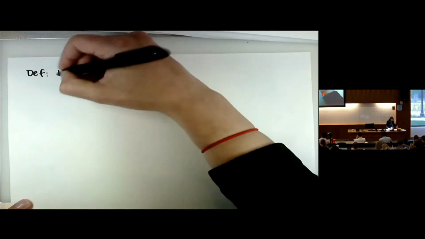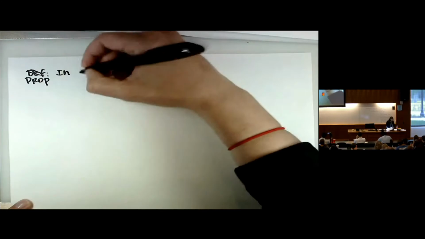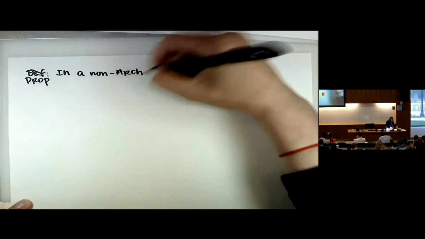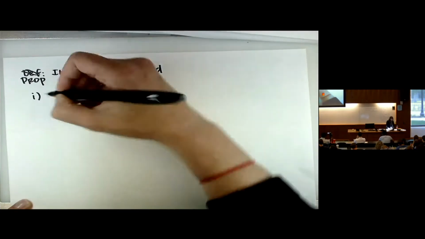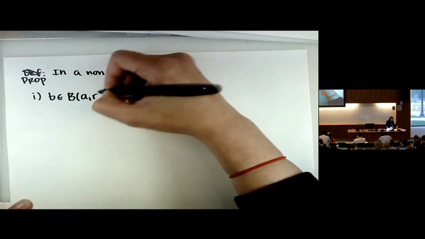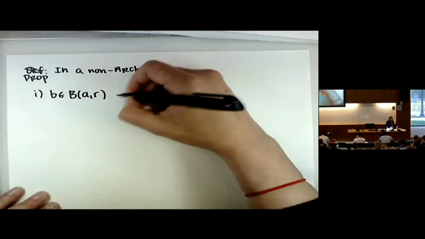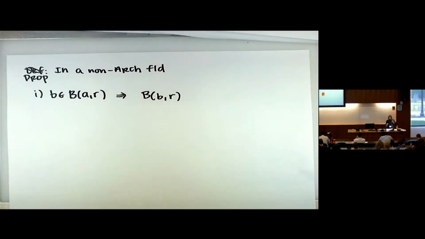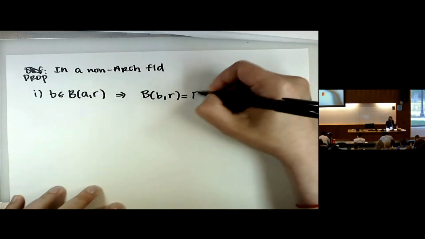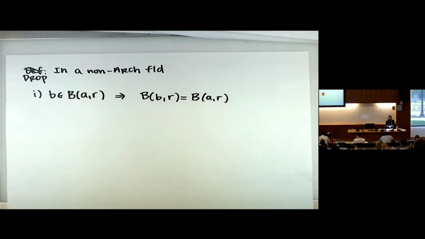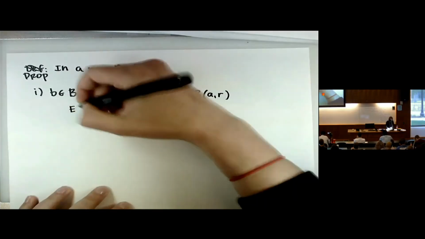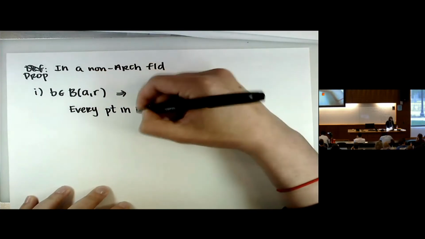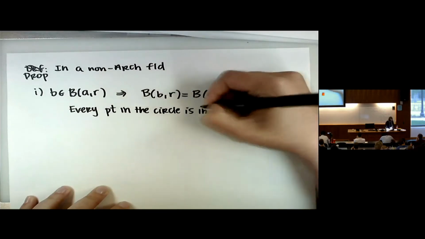Right, so this is a proposition in a non-Archimedean field. One, if B belongs to the ball with center A and radius R, then if I make the ball with center B and radius R, which you would think would be a whole other ball, possibly next to the ball that you had, you would be wrong. That is just the same ball. So every point is the center. Every point in the circle is the center of the circle. No more fighting.